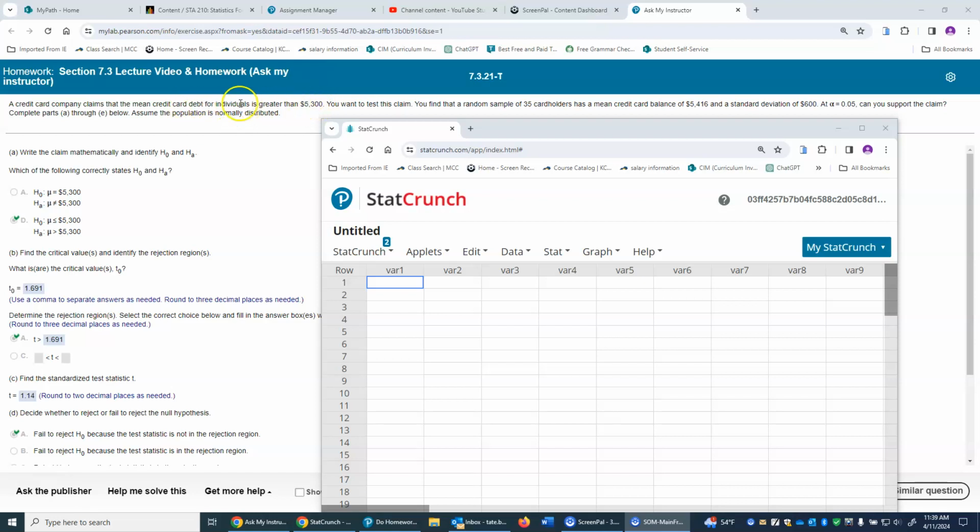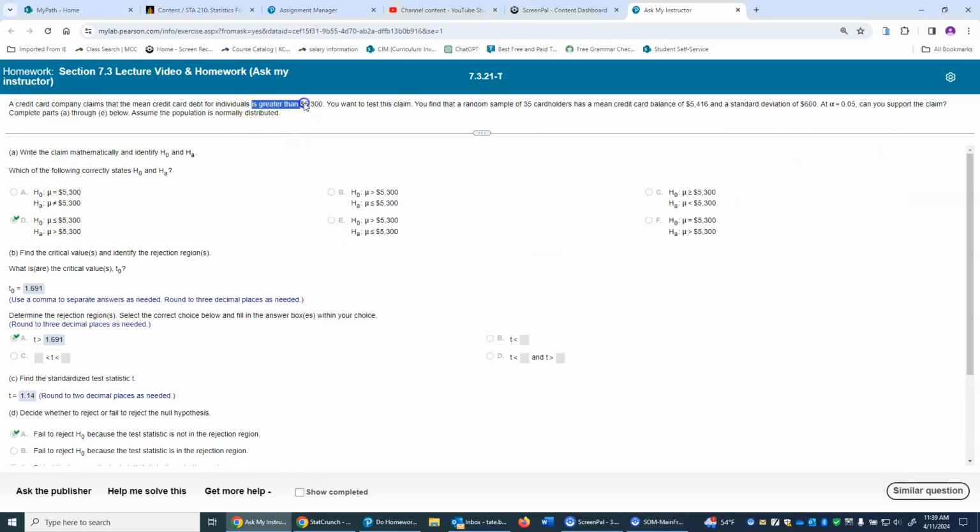And so right there it tells me what kind of hypothesis test it's going to be. It says it's greater than $5,300. And so that means the alternative hypothesis is going to be that the mean is greater than $5,300. So you see, this one's a possibility. This one's not. This one's not. This one's not. This one's not. This one. So it looks like D and F both have the mean greater than 5,300. And that's what this says.